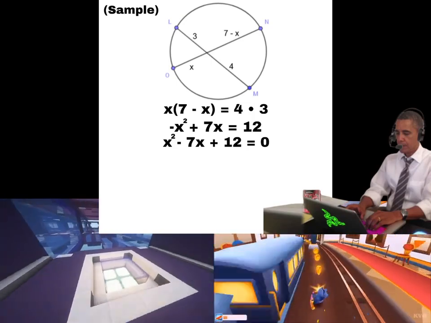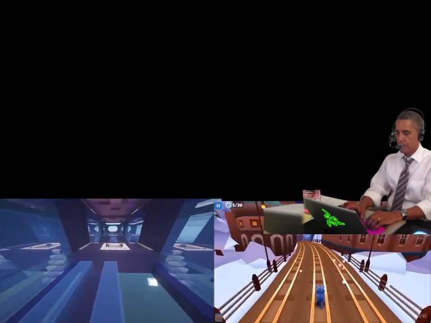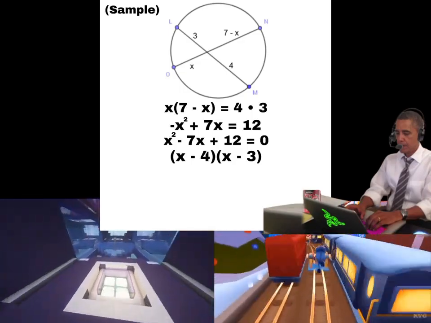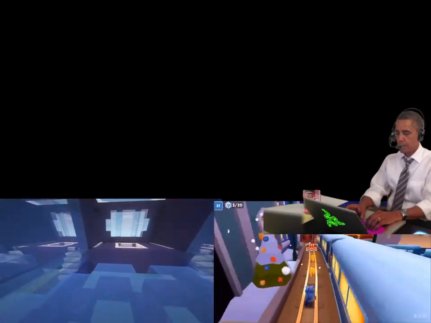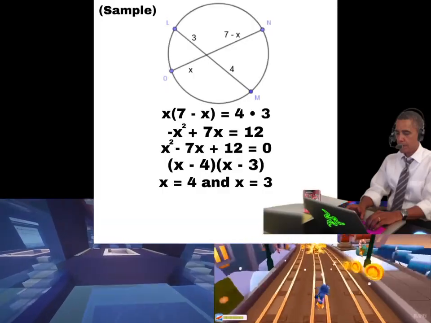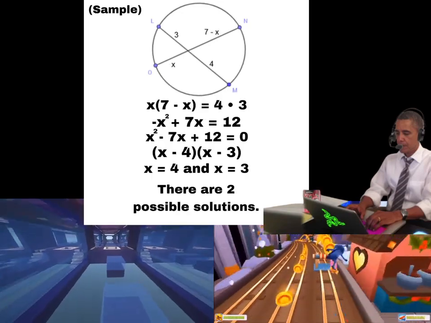After all of that, you can factor by finding numbers that add up to negative 7, and when multiplied together equal 12, which are negative 3 and negative 4. When factored out, the answer is x minus 4 and x minus 3, and then you flip the signs, and then x equals either 3 or 4, and those are the two possible answers.